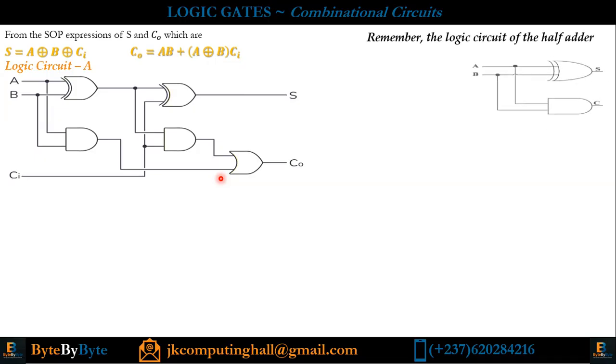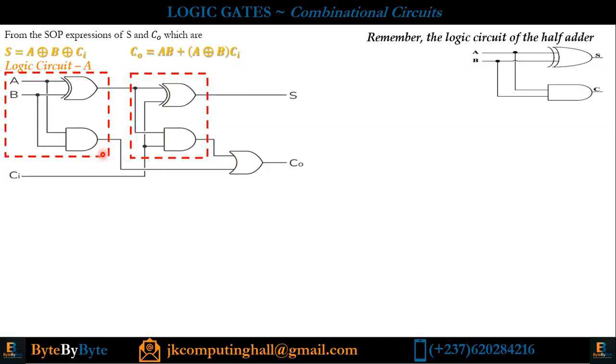Now, remember the logic circuit of a half adder. As you can see, a half adder takes in two inputs A and B, and what are the gates it uses? A XOR and an AND gate. So we realize that this can be considered as half adders because I have a XOR and an AND gate, each taking the same input. This is taking A and B, this two is taking A and B. This one is taking this output and it is taking C. This same one is taking this output and it is also taking C.